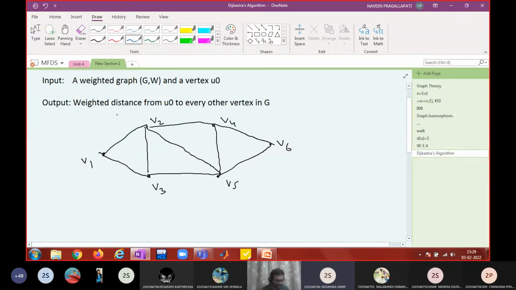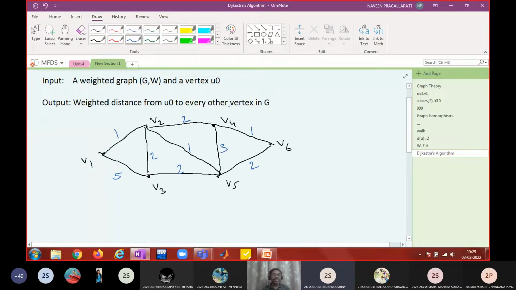So the weights are assigned like this: 1, 5, 2, 2, 1. This is 2, 1, 3, 2.